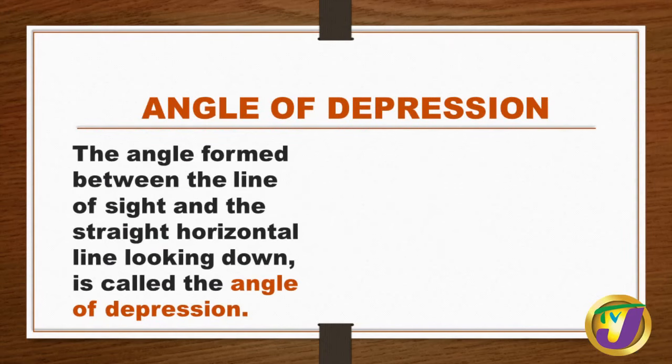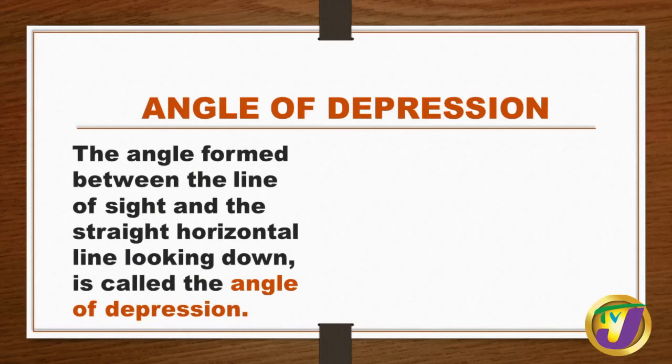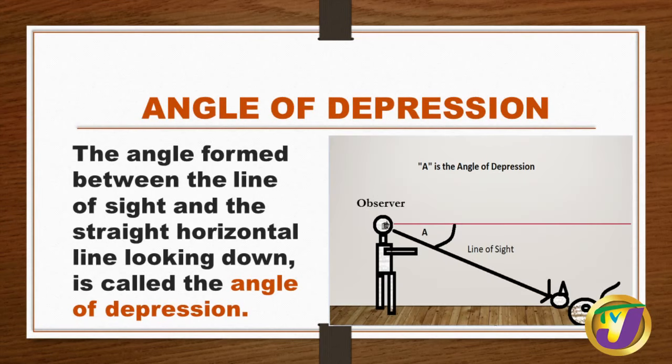So remember, we have now established our line of sight and our horizontal line. Bear those in mind. Now we're going to be comparing our horizontal line with that line of sight, and it gives us what we call an angle of depression. The angle of depression is the angle that is formed between the line of sight and the horizontal line when looking down. Let me just illustrate that here.